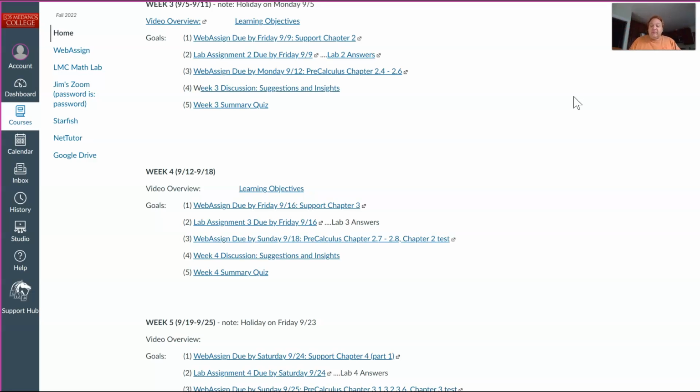And Chapter 2 has us practice all the basic techniques of writing, simplifying, solving, graphing, and dealing with word problems. So that's the idea behind Chapter 2.